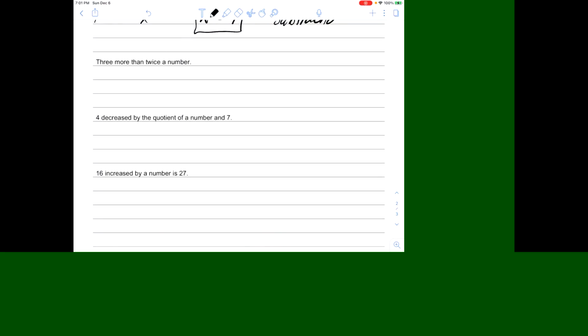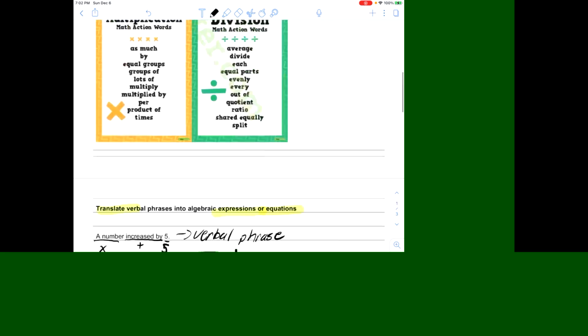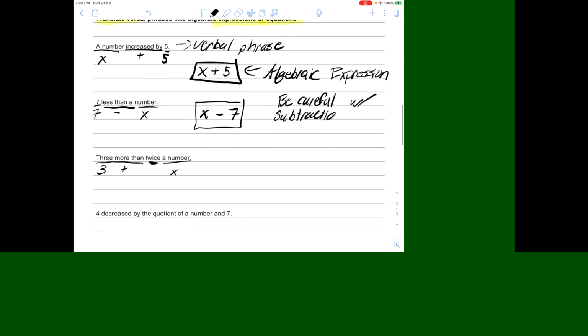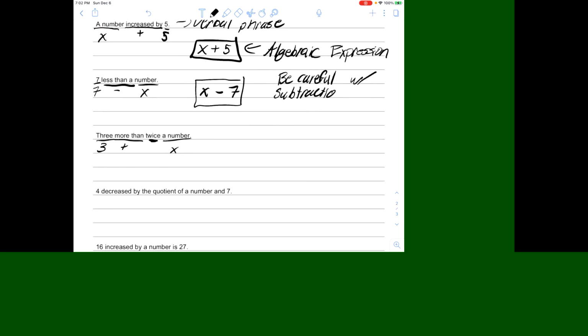Okay? So looking at this, I know that "more than" means add. I'm also going to have the number 3. I'm going to have a number, so that'll be my x. And then twice. Twice is kind of an interesting word. I don't see it on any of these things here. But twice means 2. It means there's 2 of them. So that means it's going to be a times 2. So 3 more than twice a number. So I know I'm going to have 2 times x because twice a number means 2 of the number, or 2x. And the 3 more than that will be plus 3.